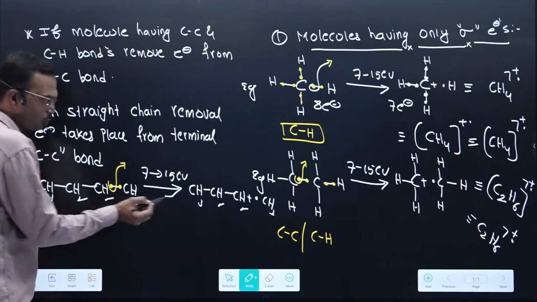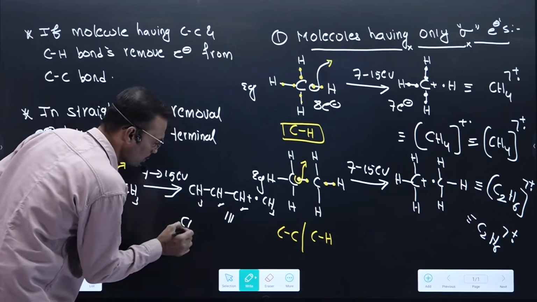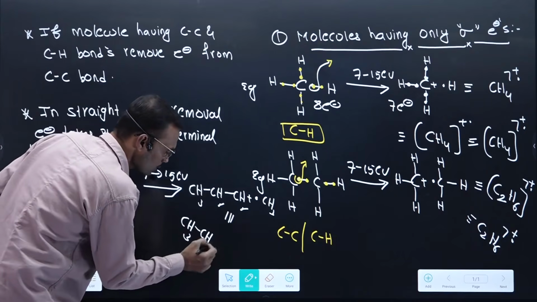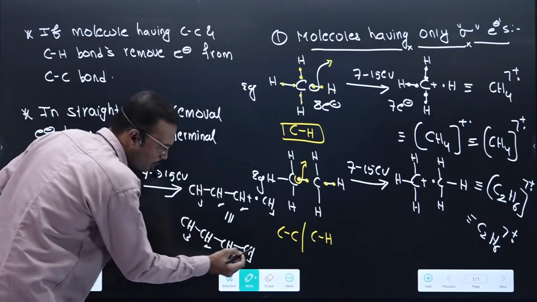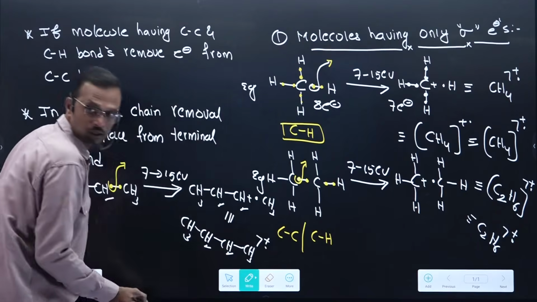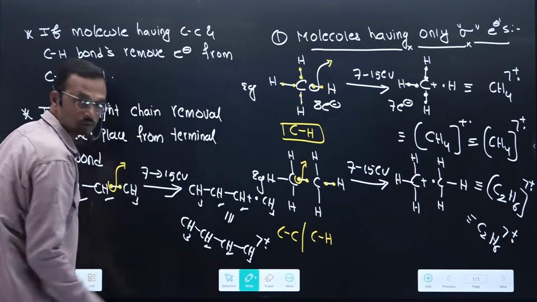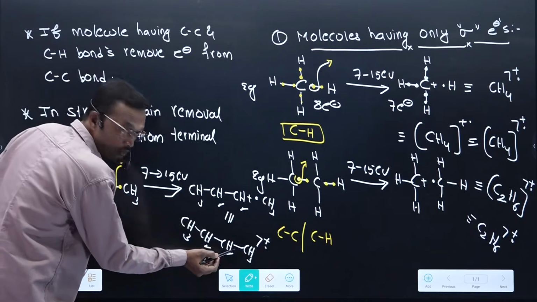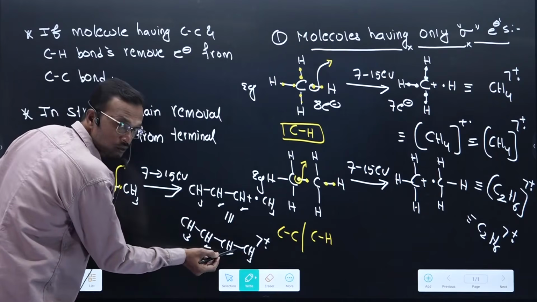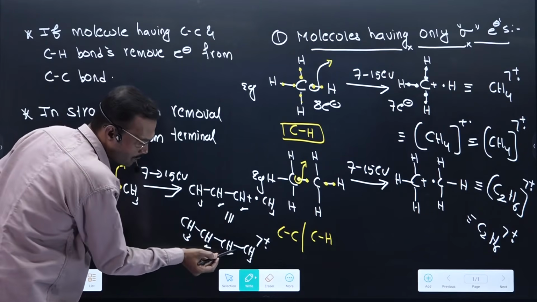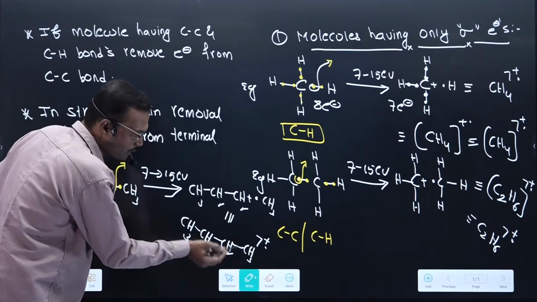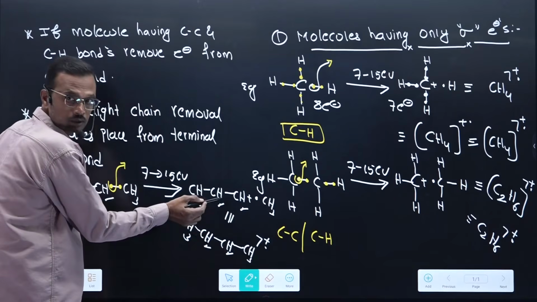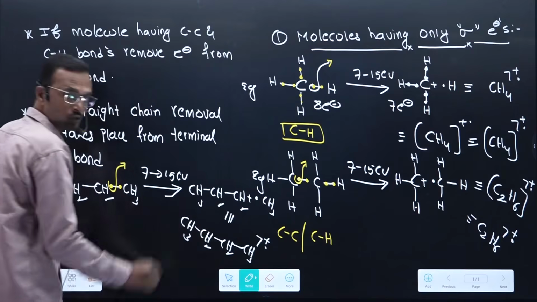When you remove an electron, don't put any bond here. Suppose if you want to put a bond, you can write like this: CH3, CH2, CH2, and this is CH3. If I write like this, where did I remove the electron? At the terminal, over here only. Initially there were 2 electrons here, but if I write like this, it means this carbon loses one electron, and here only one electron is present. The real structure is this one. In the exam they won't give this structure, they will give this one only.